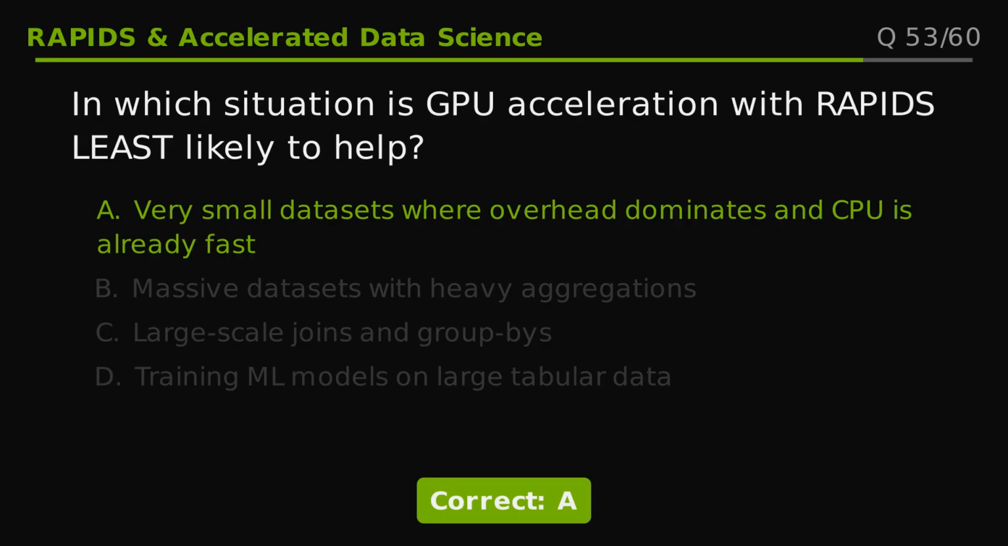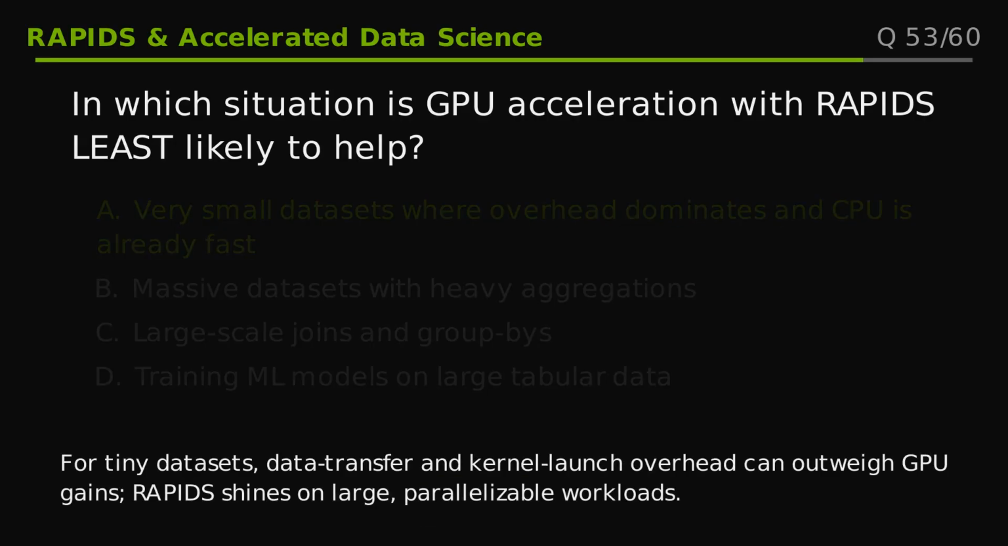The correct answer is A. For tiny datasets, data transfer and kernel launch overhead can outweigh GPU gains. NVIDIA GPUs shine on large, parallelizable workloads.